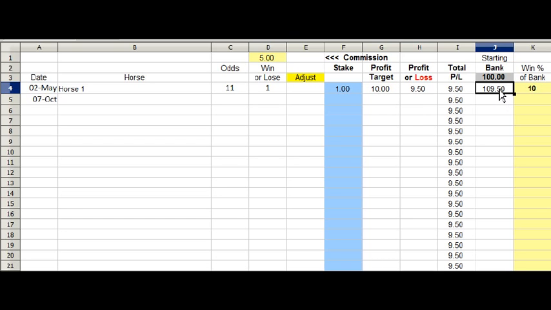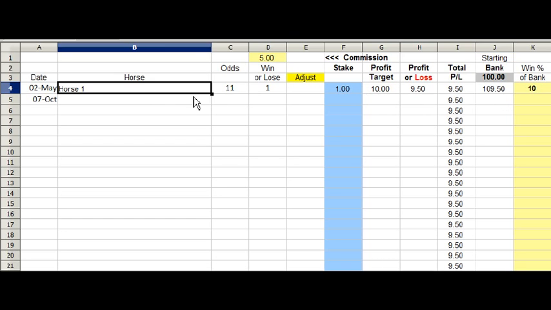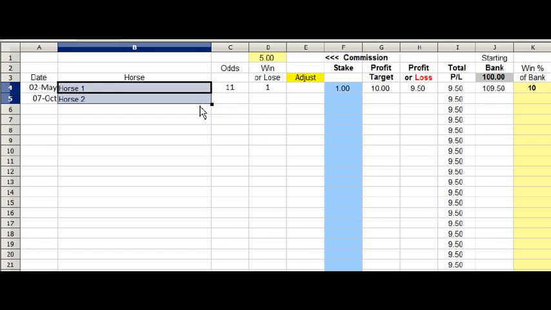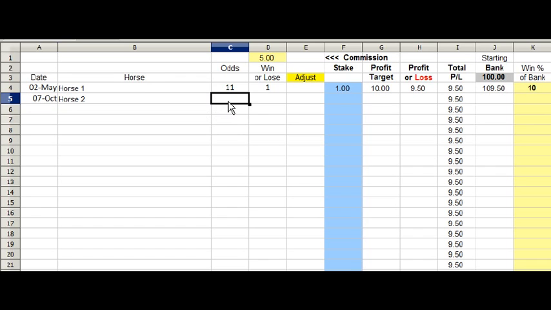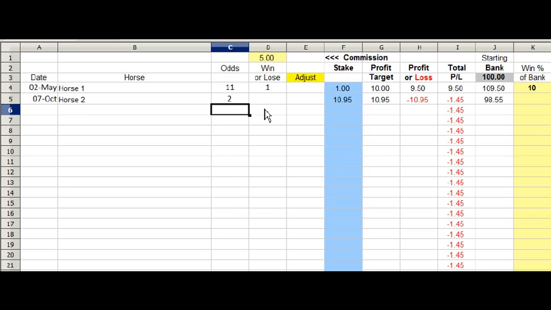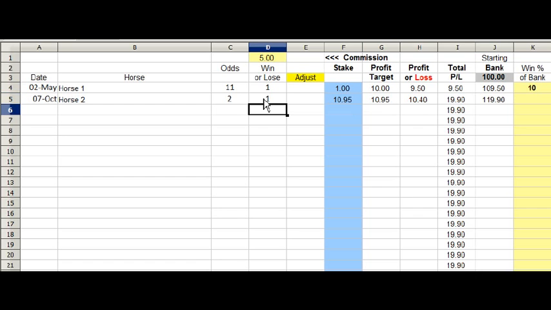Our next bet looks to win 10% of that, so put another one in, put the date in, horse 2, put his odds in, we'll put evens in just to keep it nice and easy. And you can see we now need to win £10.95, which is 10% of £109.50. So evens, we bet £10.95, and if it wins, we win £10.95, less commission is £10.40. That is added on to that, gives us £119.90.